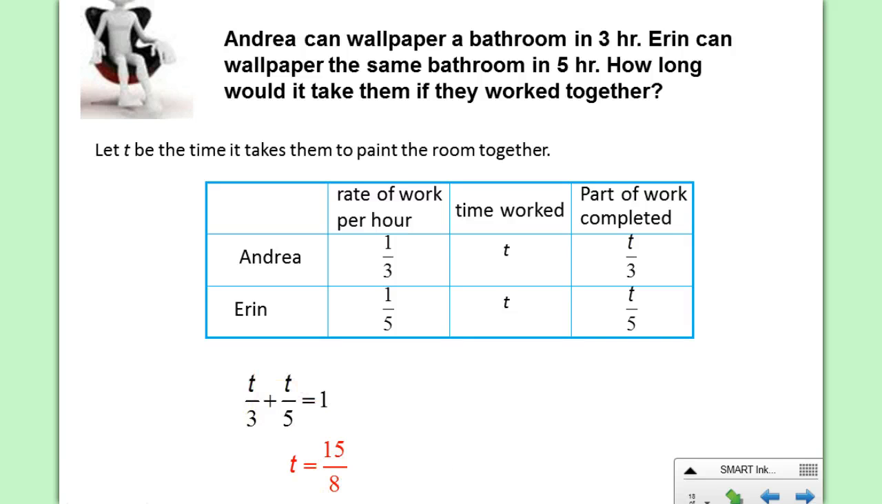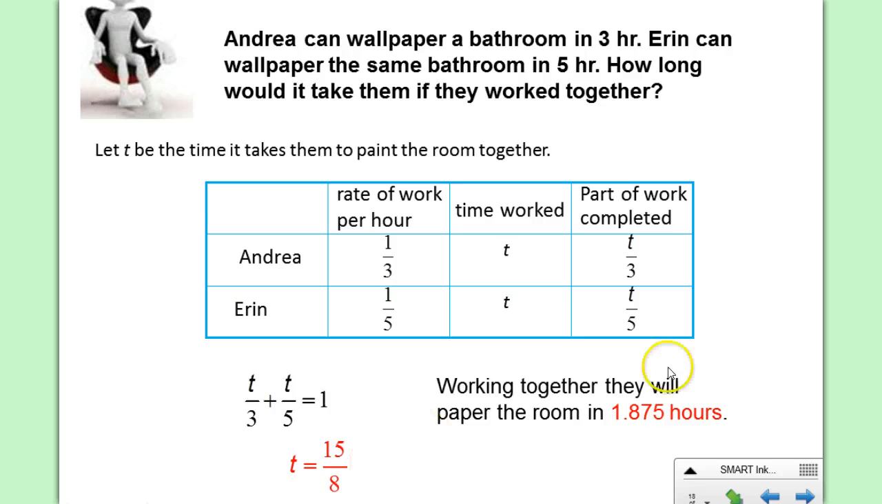And if you solve this equation, you get 15 over 8 as your answer. I didn't go through and show all the work, but you can definitely ask me tomorrow if that didn't make sense, okay? So it takes about 1.875 hours, all right?